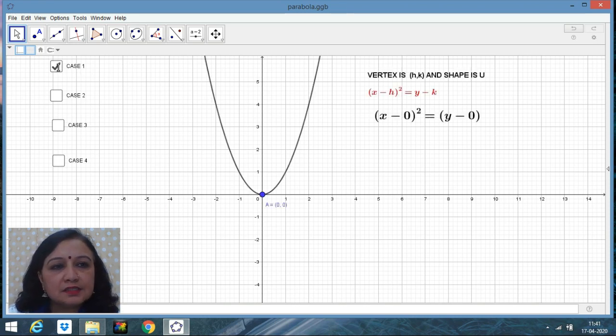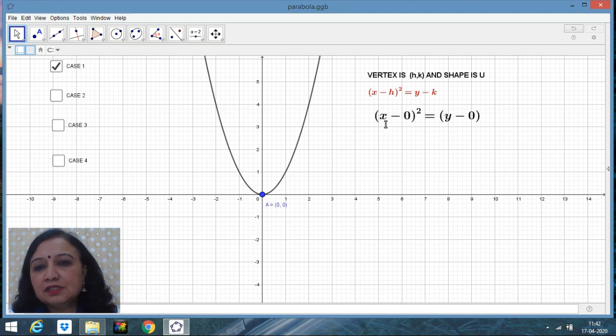If x is quadratic and y is linear with a positive coefficient, meaning the equation is (x minus h) whole square is equal to y minus k, and y has a positive coefficient, then the shape of the parabola is U shape. And from the equation you can find out h and k, and the vertex of the parabola will be (h, k). That means the parabola will be turning from the point (h, k).